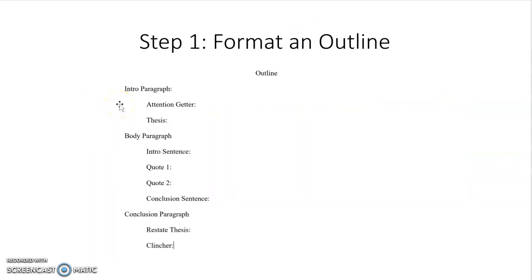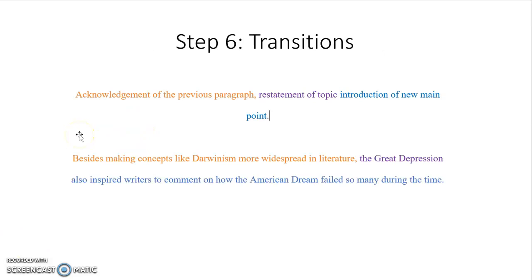Alright, so we are almost done our outline. We just have the intro and conclusion sentences left. Now, these transition sentences are pretty easy and they follow a format such as this. You have an acknowledgement of a previous paragraph, a restatement of a topic, and an introduction of the new main point. If you wanted a conclusion sentence, you'd basically just reverse these. Talk about the point that you are concluding first before bringing up the point of the next paragraph.